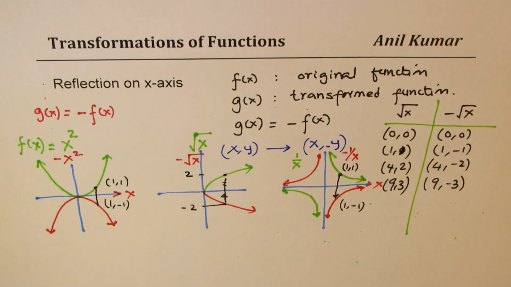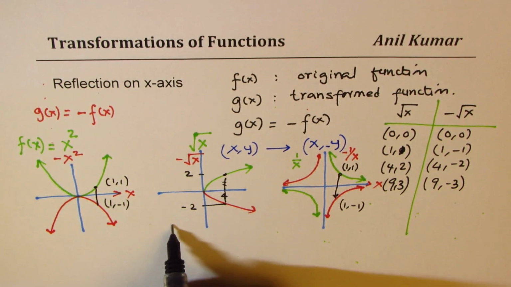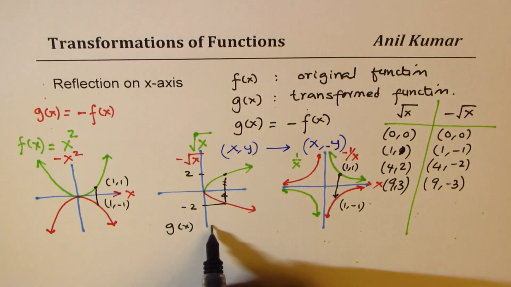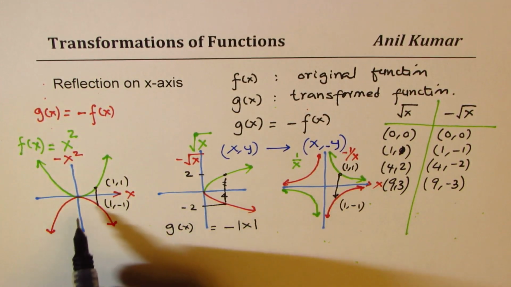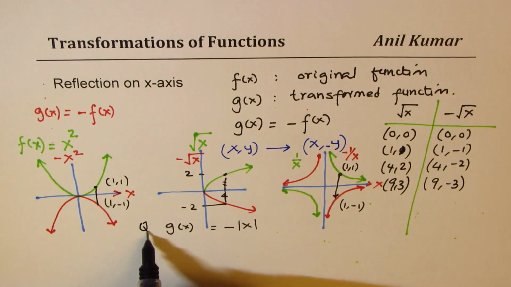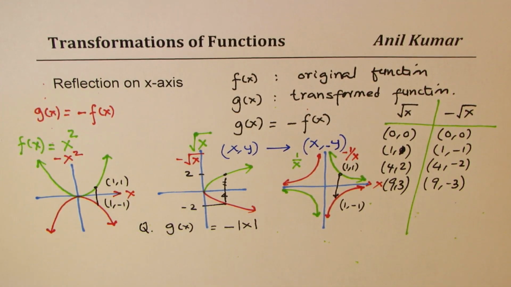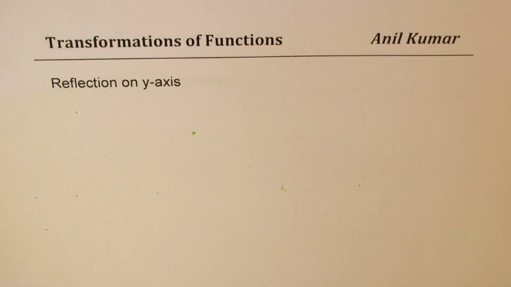You could have an expression which is kind of shown here. So as an exercise, you can sketch the graph of minus absolute value of x, right? So it'll be like a parabola but an absolute function. So that's a question for you to do, right? Let's move on and now see reflection on y-axis.